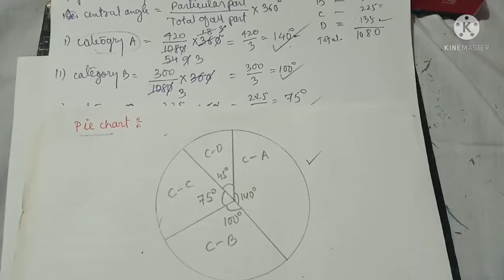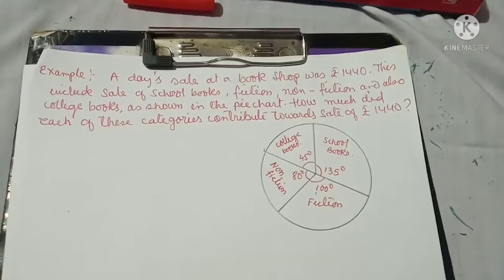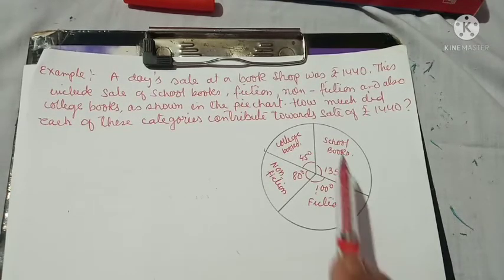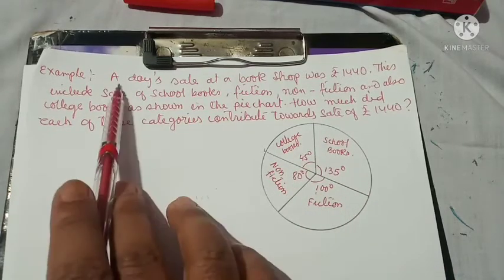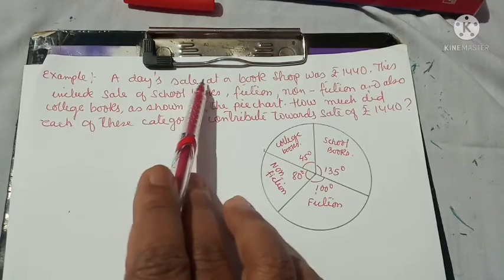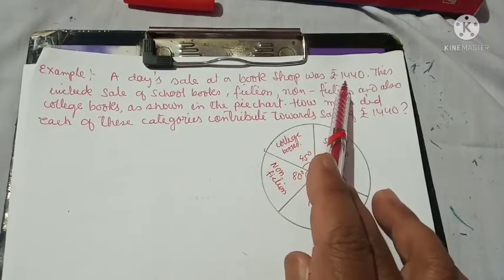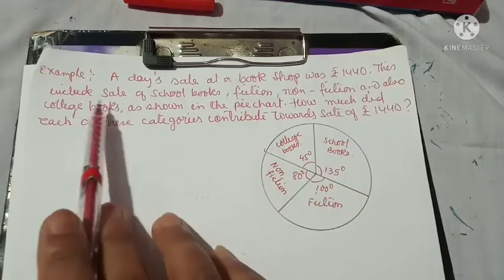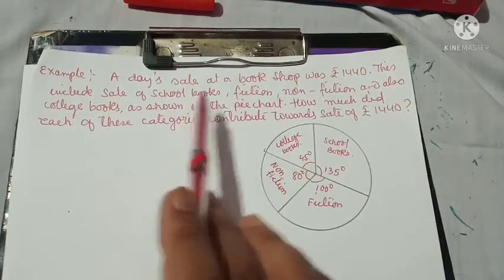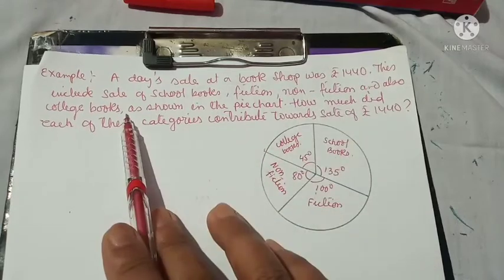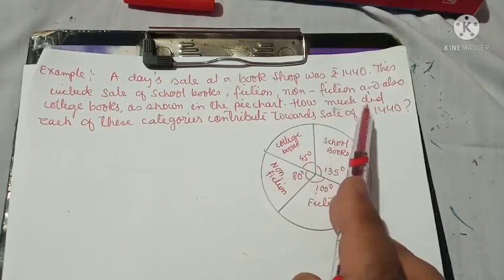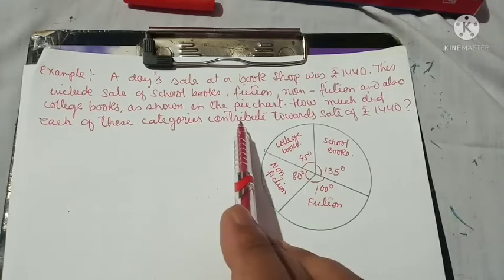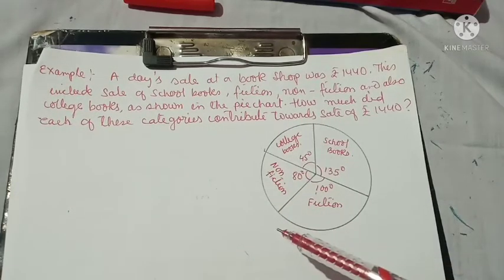The next one, let's see another question about how to find out the particular part. That is the data of this given pie chart. A day's sales at a bookshop was rupees 1440. This includes sales of school books, fiction, non-fiction, and also the college book. As shown in the pie chart, how much did each of these categories contribute towards the sale of rupees 1440?